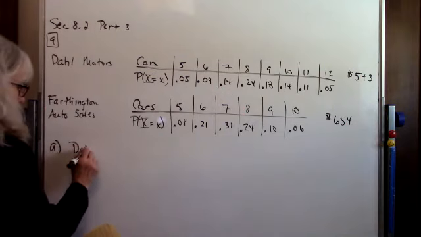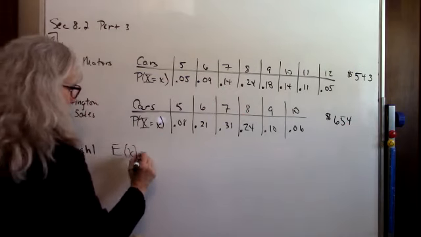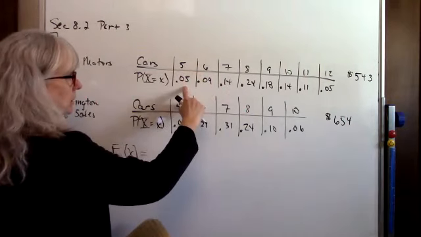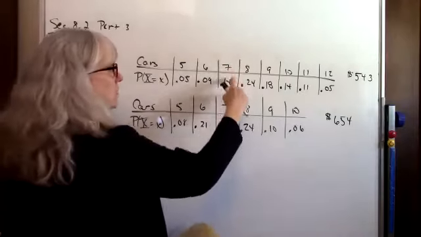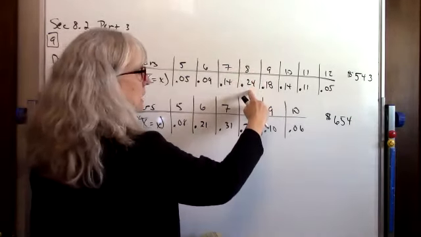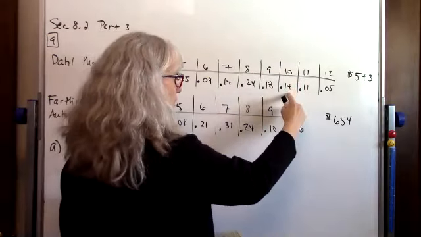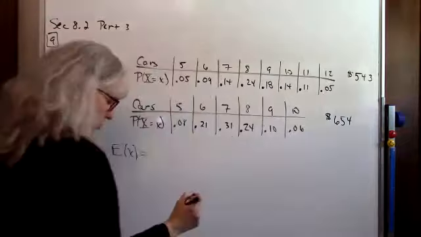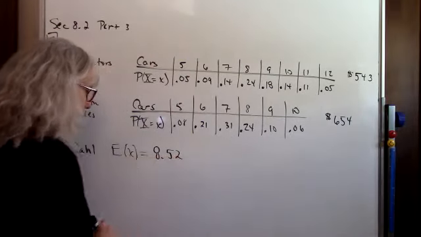For the Dahl Motor Company, its expected value would be, and again, remember expected value, you take the outcome times the probability. So 5 times 0.05 plus 6 times 0.09 plus 7 times 0.14 plus 8 times 0.24 plus 9 times 0.18 plus 10 times 0.14 plus 11 times 0.11 and 12 times 0.05. And if you do that, you should end up with an expected value of 8.52.